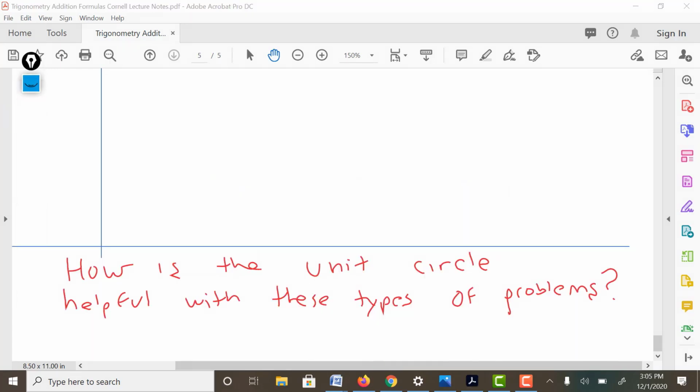All right, your final summary for the semester and for the class of Math 135. How is the unit circle helpful with these types of problems?